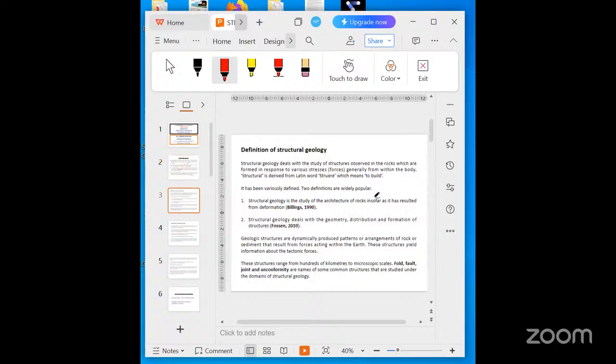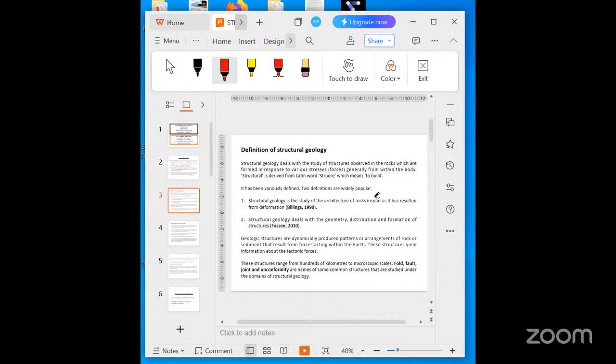So now we're going to the definition of structural geology, right? So what does structural geology deal with? The study of structures observed in the rocks which are formed in response to various forces, right? So it involves the study of the forces which give rise to these structures, generally from within the body.